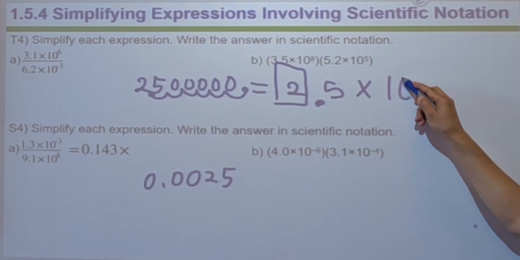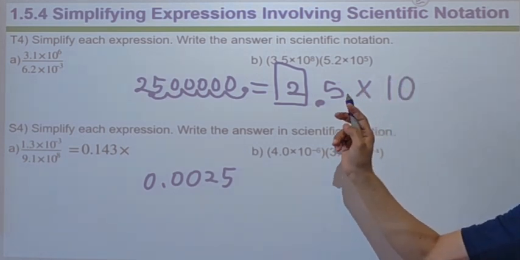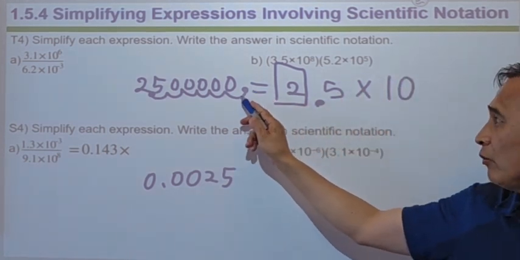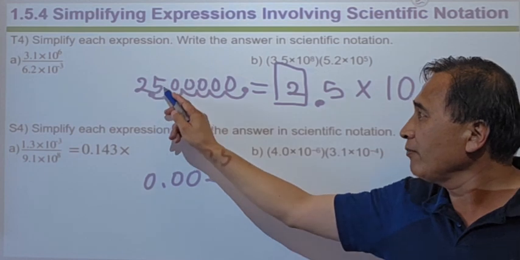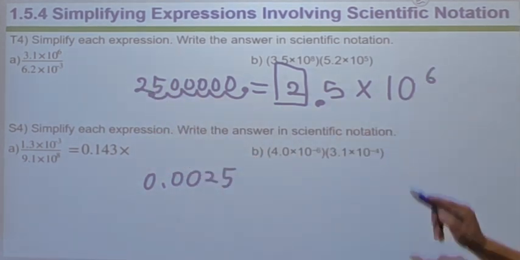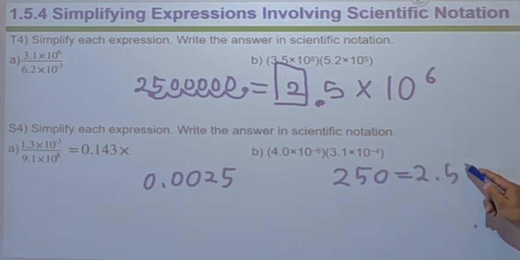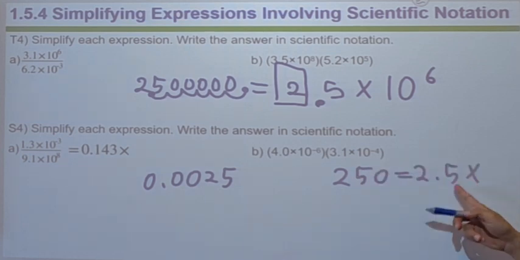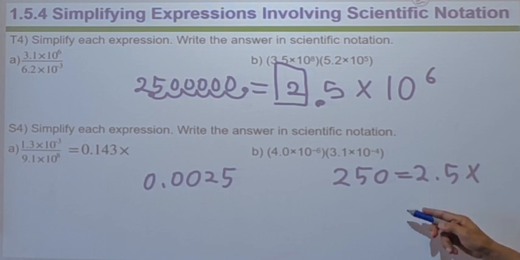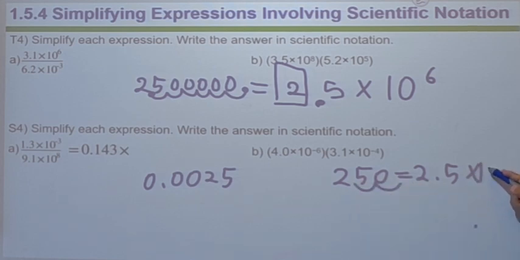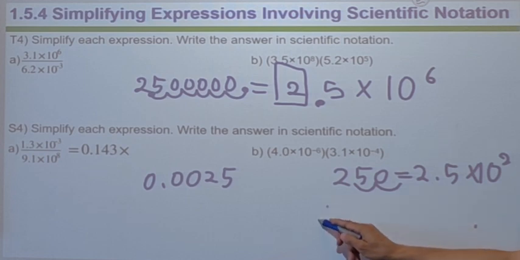Help means you multiply by 10 to a positive power. And then how many? 1, 2, 3, 4, 5, 6. Then 10 to the 6th power. Everybody got it? So from 250, you change it to 0.25. That means smaller, right? You need help. How many? 1, 2. 10 to the 2nd power, you need help. Everybody got it?